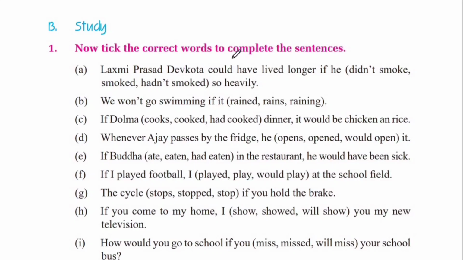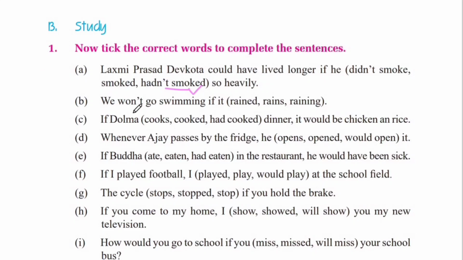Number one. Now take the correct words to complete the sentences. So the sentences are all about conditionals. Let's practice this. A number: Lakshmi Prasad Devkota could have lived longer if he hadn't smoked so heavily. This one is the correct answer. These sentences are conditional. Conditional means imaginary. Lakshmi Prasad Devkota could have lived longer if he, that means he didn't live longer because he didn't quit smoking so heavily. These are unreal.